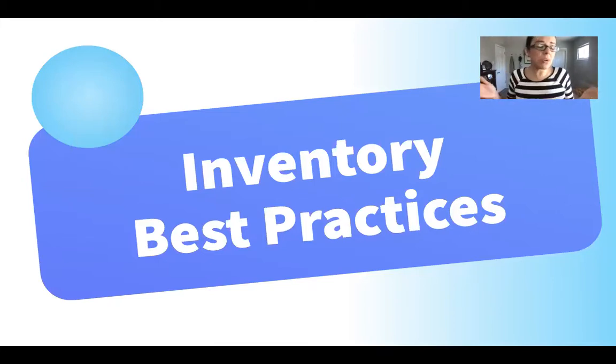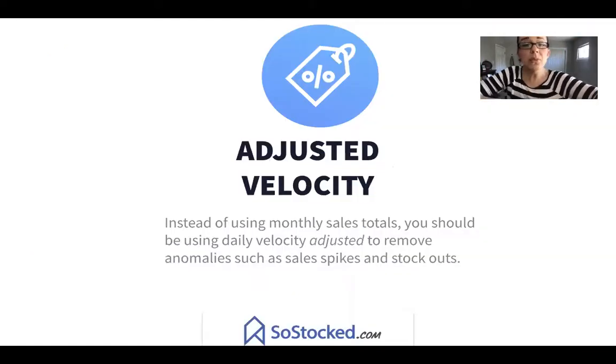Of course, you can do it all at once, and that's what we do over at SoStock. We try to put the best practices in place all at once, but sometimes you can just do it gradually to get to the point where you eventually want to be, right? That's the goal here in 2021: start taking these practices and implementing them into your business gradually. So, adjusted velocity.